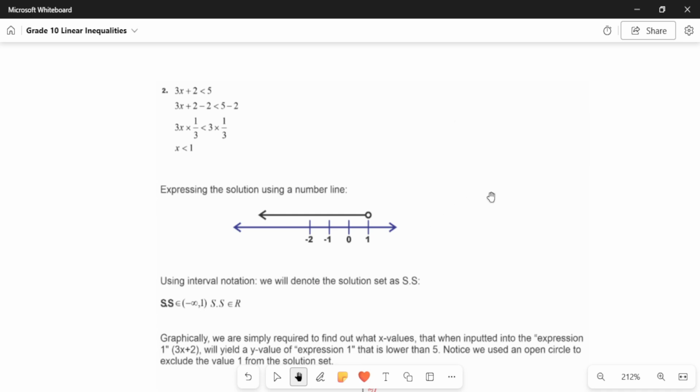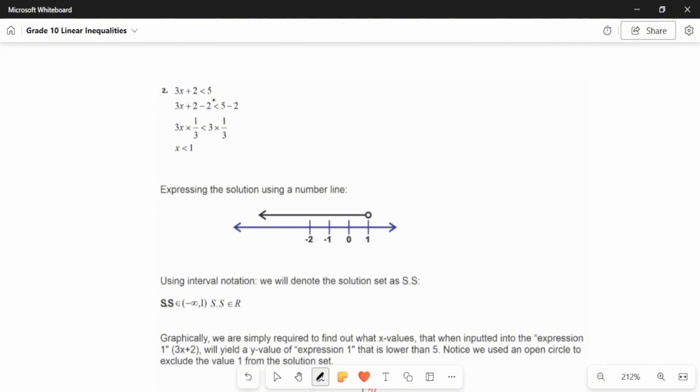3x plus 2 less than 5. So what we are asking ourselves here, before we even start the question, let's understand from a practical standpoint, what are we trying to find? I am trying to find x values that I must input in here so that I can output numerical values that are less than 5. Can you see how simple this is? What x values must I input into this expression so that I can output numerical values that are less than 5?